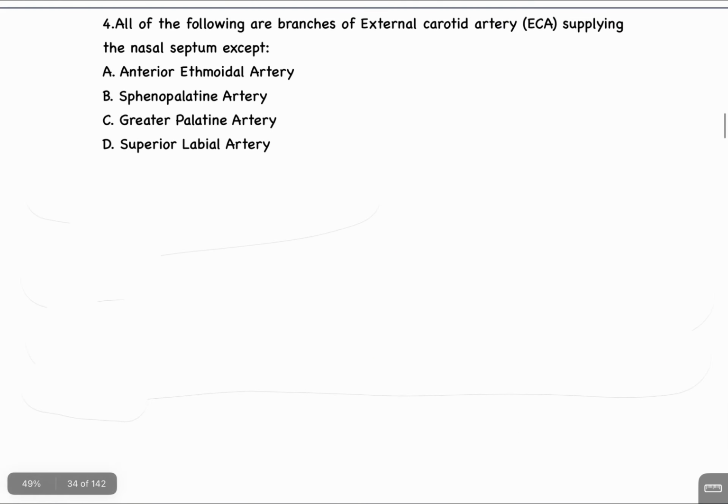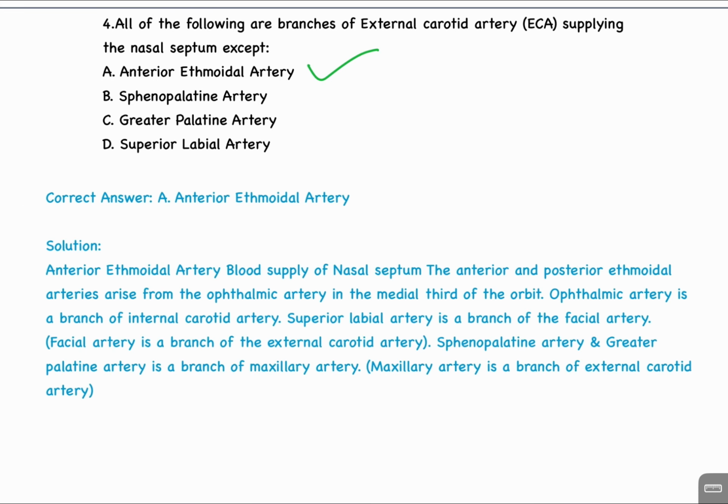Question number 4. All of the following are branches of external carotid artery supplying the nasal septum except A. Anterior ethmoidal artery, B. Sphenopalatine artery, C. Greater palatine artery, D. Superior labial artery. इसका आंसर है A. Anterior ethmoidal artery.